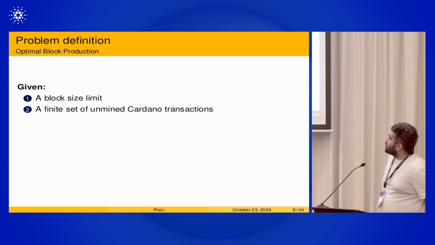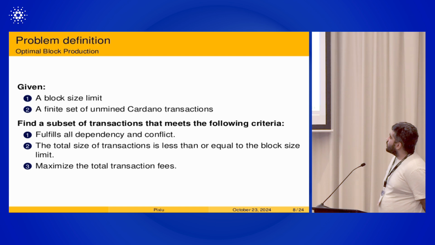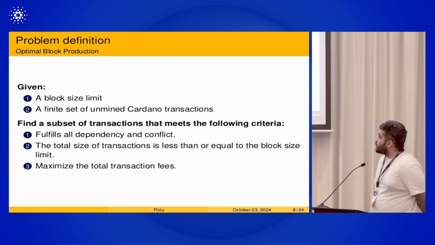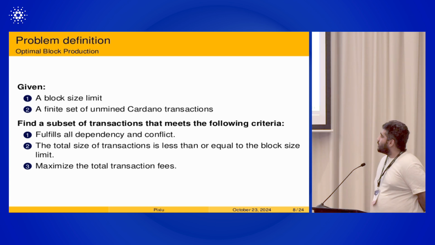And so the problem will be: given a block size limit and given a finite set of unmined Cardano transactions, right? Let's say you have a snapshot of your pool. Then we want to find an optimal block where the size constraint is fulfilled, all the dependencies and conflicts are respected, and you get the maximal transaction fee. And you can prove, right, you cannot do better than this. That is really interesting about this algorithm. It is theoretically guaranteed that you cannot do better than this.